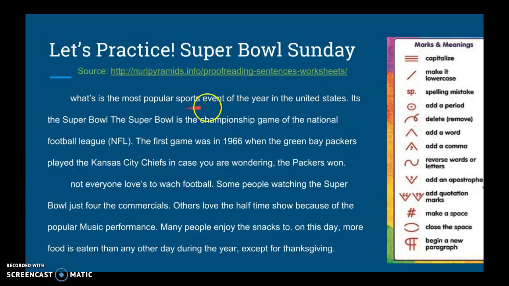What is the most popular sports event of the year in the United States? It's the Super Bowl. The Super Bowl is the championship game of the National Football League, NFL. The first game was in 1966 when the Green Bay Packers played the Kansas City Chiefs. In case you are wondering, the Packers won.